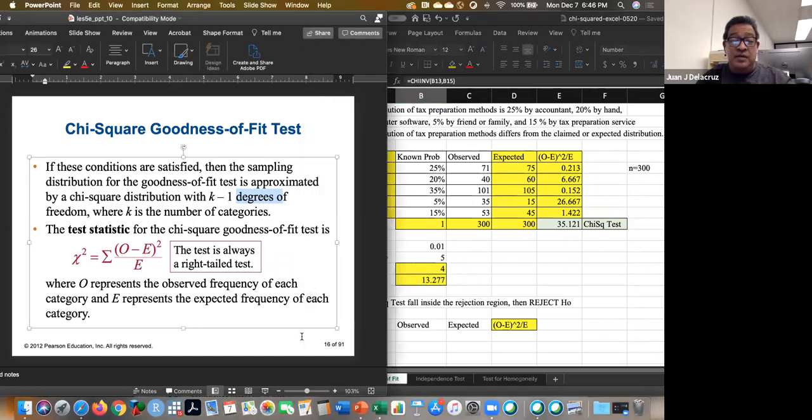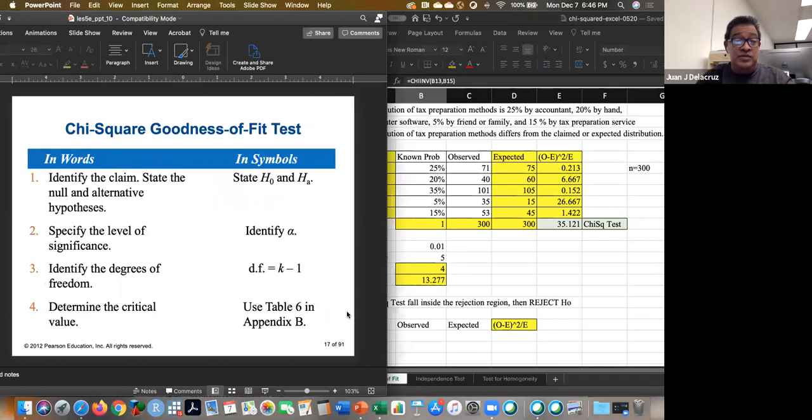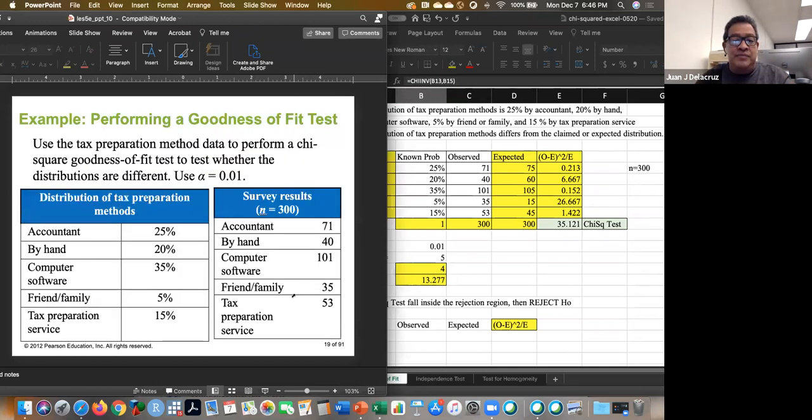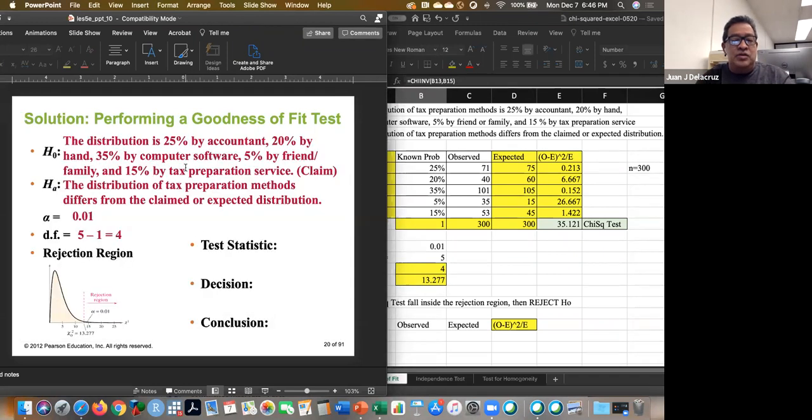To make a long story short, this is how we do it step by step. Let me skip that. So we did it, and we have a 1% level of significance.